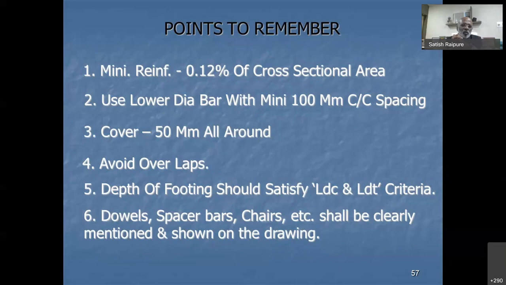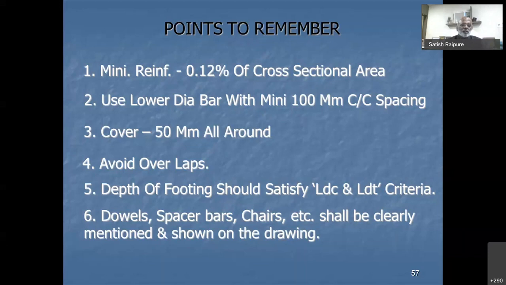Always provide more cover to the bottom. You can increase the size by 25mm on either side, on all four sides. That means the 230 by 450 column will become 280 by 500, giving a cover of almost 65mm on all sides. It's always better to provide more cover below the footing and in underground structures.